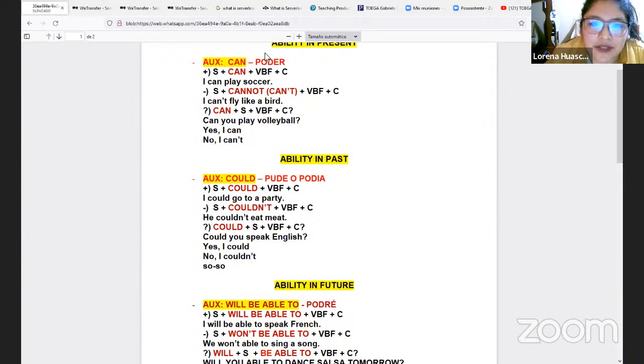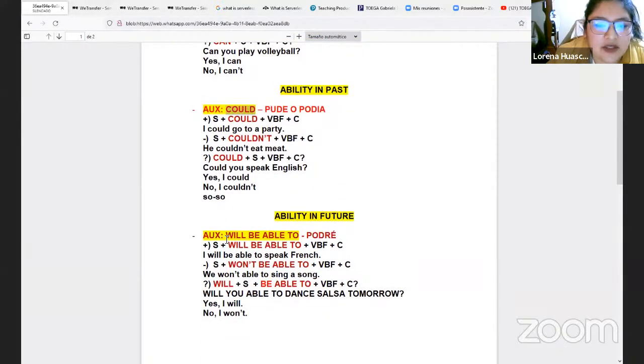What is the future of this can if the past is could? The future is will be able to. All this phrase means podré in future, okay? If I say the subject, all of these are going to go together, and the verb in base form with the complement. I will be able to speak French. Yo podré hablar francés, okay?